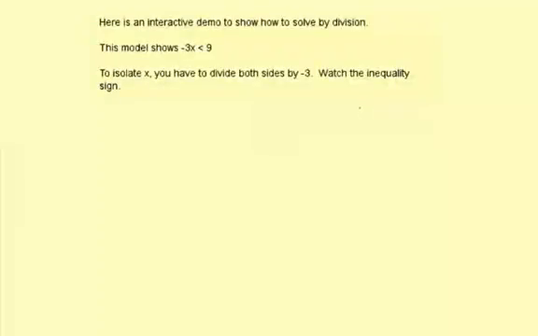So I wanted to make this video to explain why you have to reverse the inequality sign when you multiply or divide by a negative number. Let's look at this inequality, negative 3x less than 9. So let's try to think of a number that works.